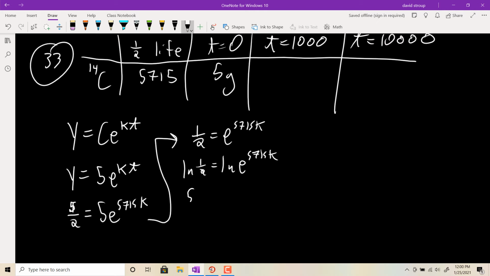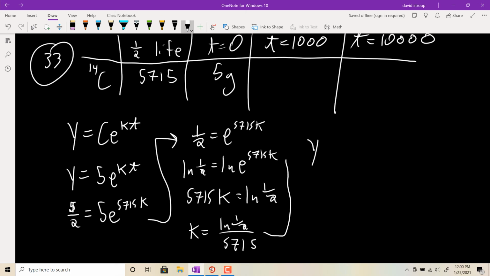You end up with 5715k equals ln of 1/2, and then solve for k, so k equals ln of 1/2 all over 5715. And then you have your official formula that you could use to answer their questions: e to the ln of 1/2 all over 5715, and then times t.